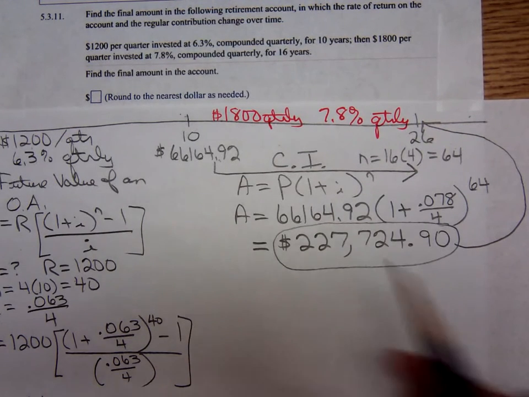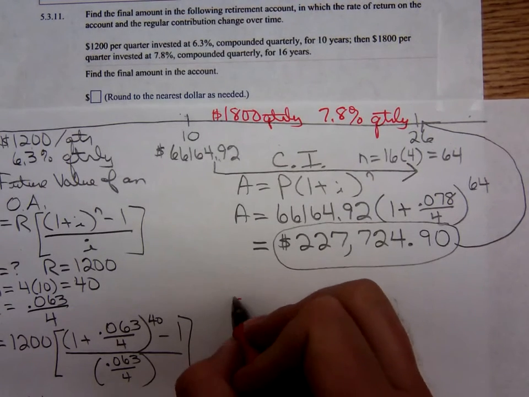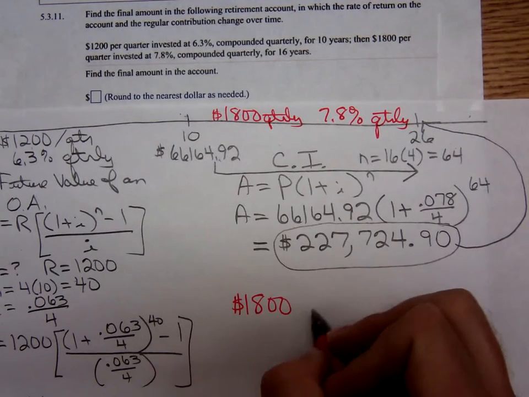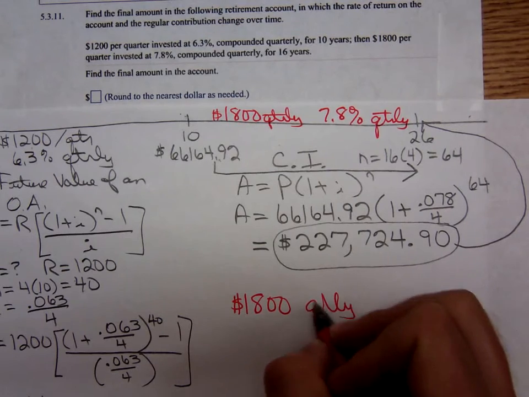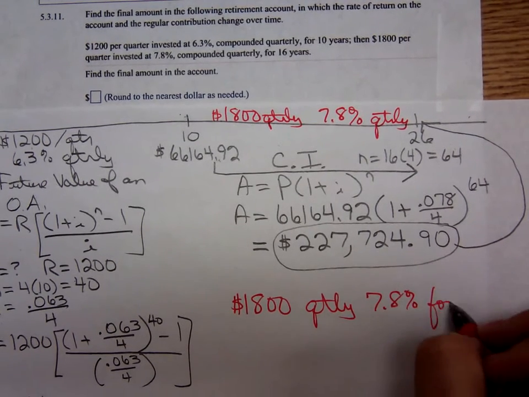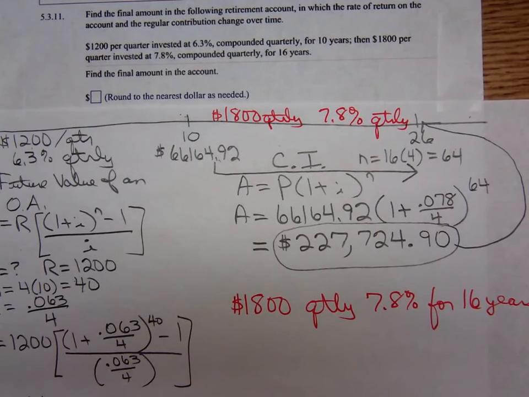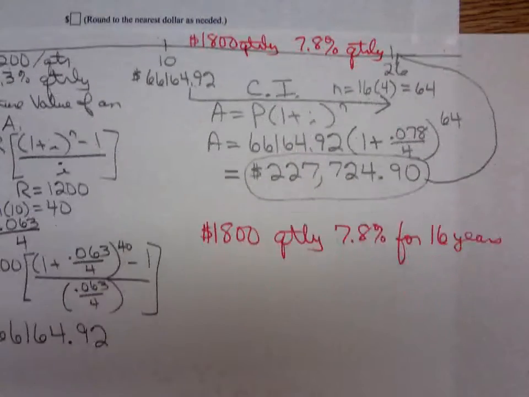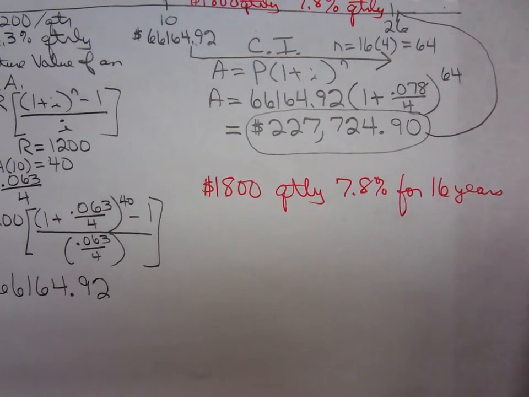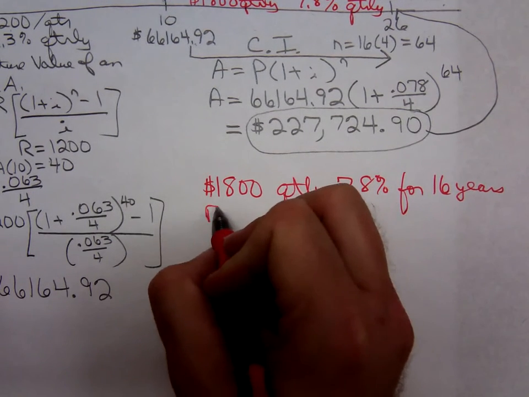We still have to worry about that $1,800. The $1,800 quarterly at 7.8% for 16 years. Now that's an example of an annuity. So that's another ordinary annuity. So we're going to have to use our future value of an ordinary annuity formula again.